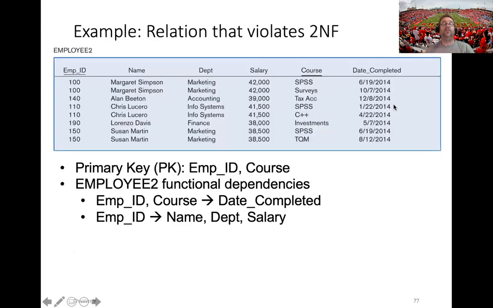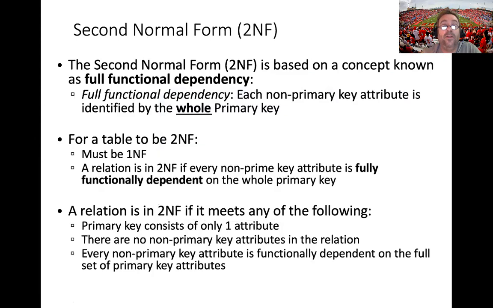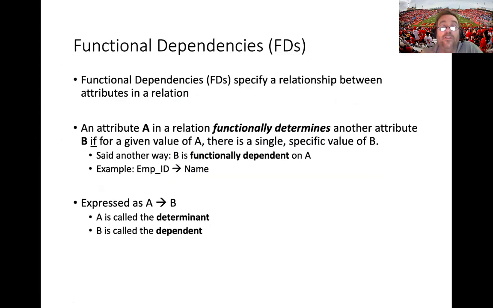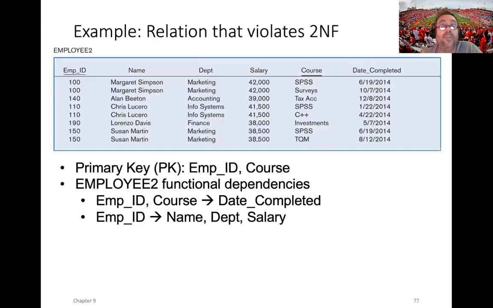Here we go. So here's our employee-2 relation. We have a composite primary key, a primary key that is made up of 2 attributes. In this example, it's emp_id and course. Going back, let's remind ourselves: an attribute A in a relation functionally determines another attribute B if for a given value of A, there's a single specific value of B. For a given value of emp_id and course, there is a given value of a dependent, then we have a functional dependency. And we have that here.